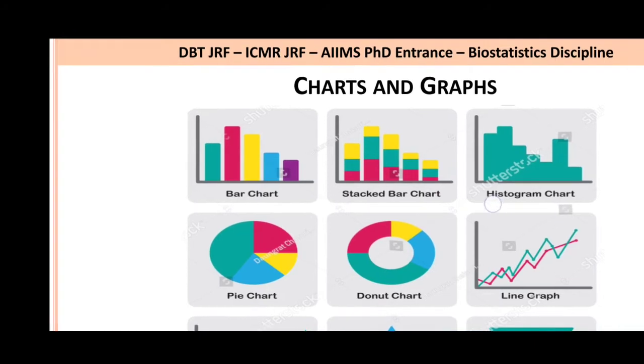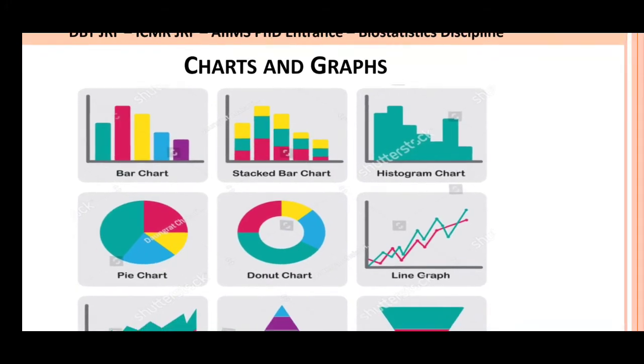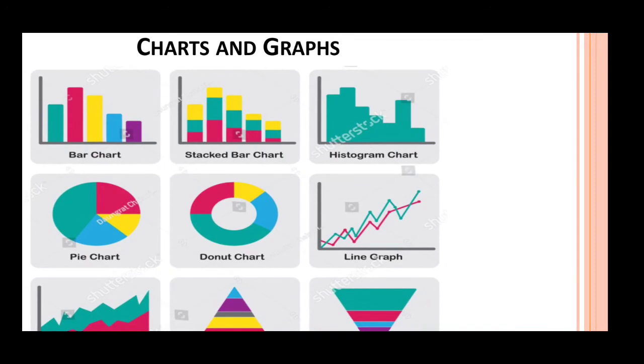Stacked bar chart: if you want to show two data sets in the same bar, you can depict them in stacked form. You can use a stacked bar for more than two data in a single set. A histogram is basically a kind of bar chart where the bars are adjacent to each other. Histogram is most commonly used, and it shows the uniformity in the data.